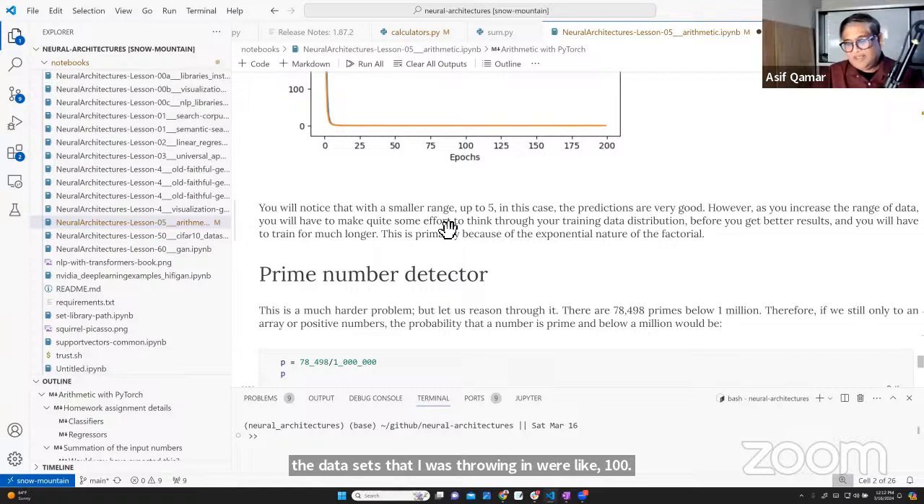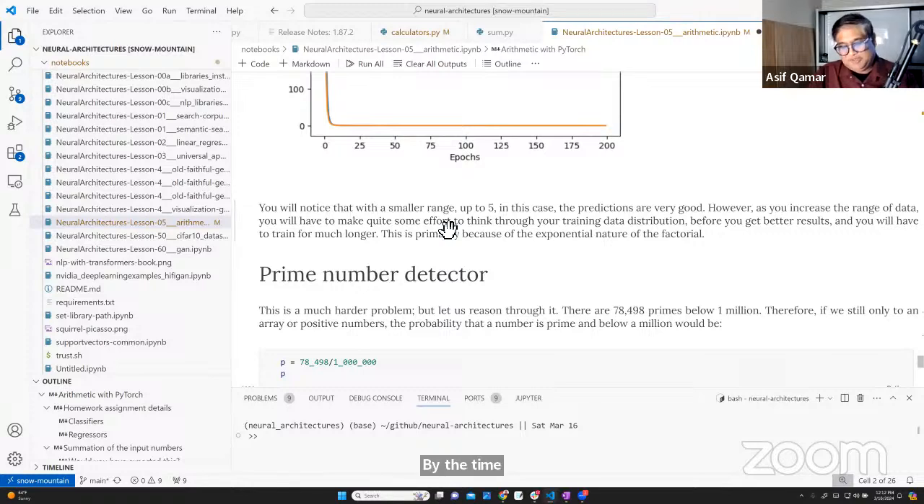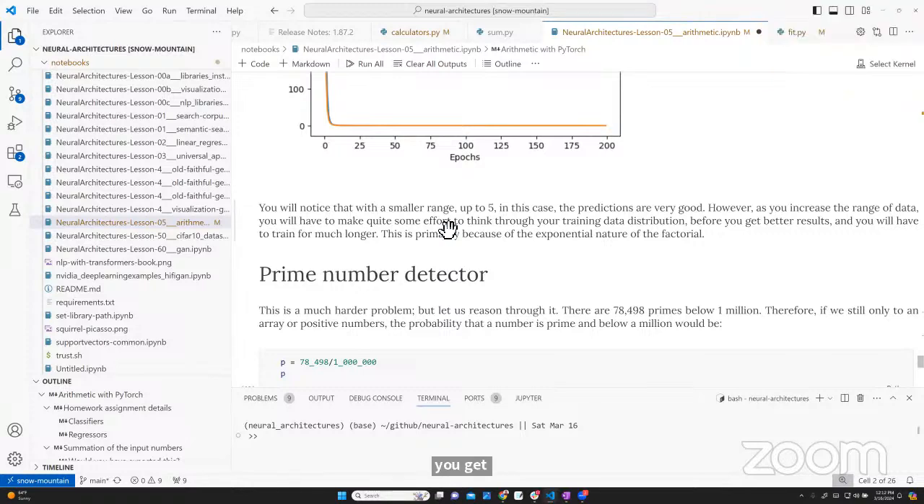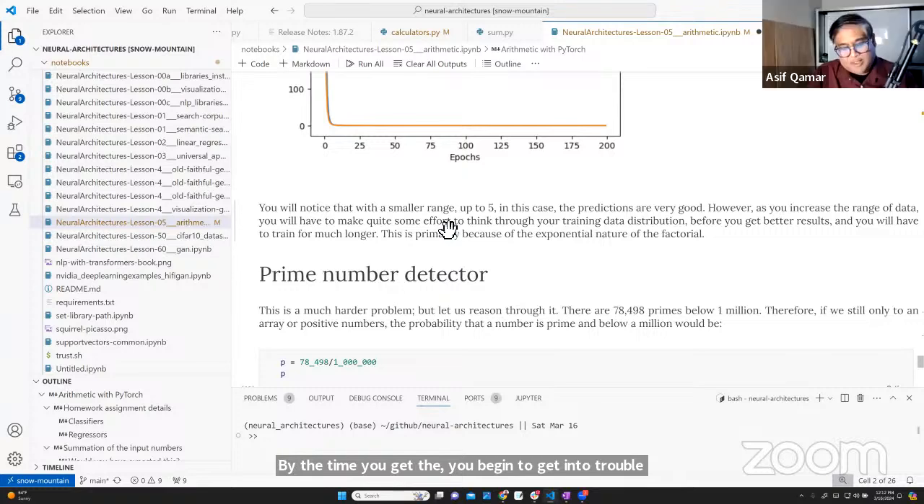Small data set. See, it works very well for up to 100 and works even up to 1,000. By the time you get to 1,000,000, you begin to get into trouble. You may notice that it begins to saturate in the 80s. The accuracy begins to saturate in the 80s. But can you reason through why?